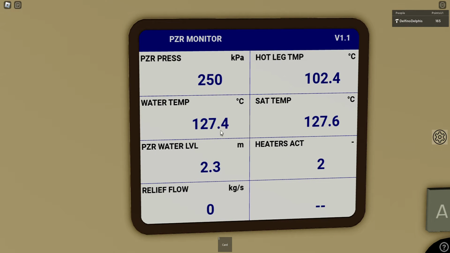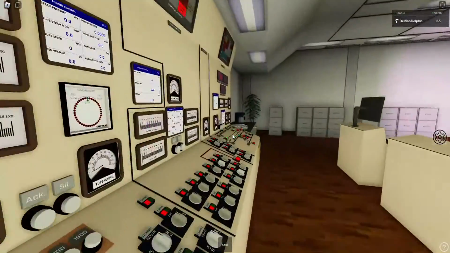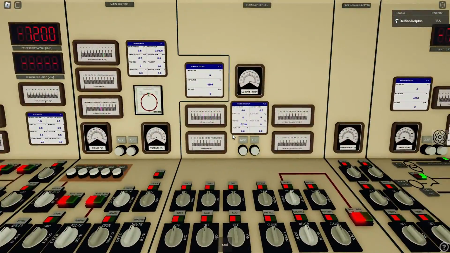Because this temperature is higher, the water is already boiling, we have some pressure, and this pressure increases the boiling point. This is the saturation temperature, and what you want is to have this saturation temperature higher than the temperature in the core. This guarantees that you are not boiling water in the core, and you never want to do that in a pressurized water reactor.